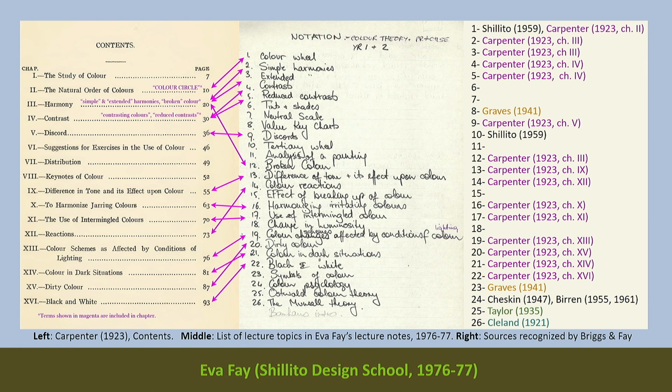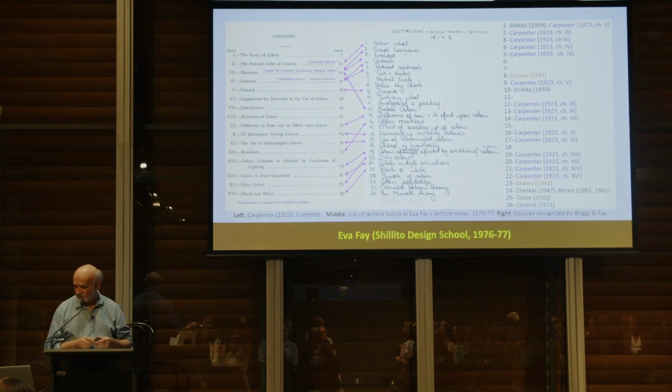So in our paper we discussed Eva's portfolio, which has now been donated to the library here, and you can see that a lot of even the subject headings are just using similar expressions to Carpenter's contents, and that's backed up by the text from those sections often being more or less verbatim to Carpenter's original book.